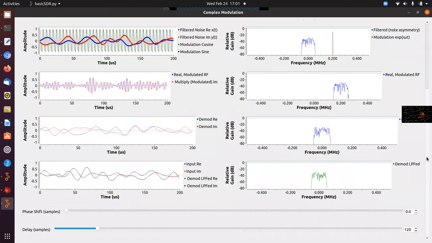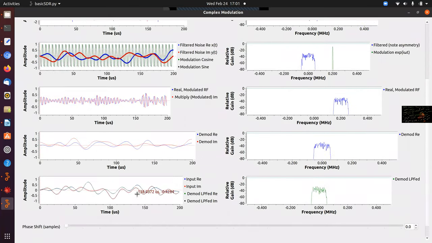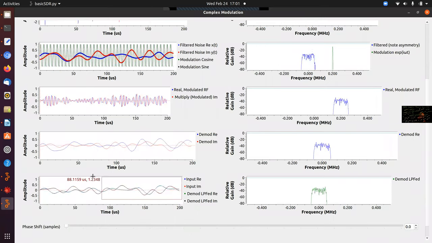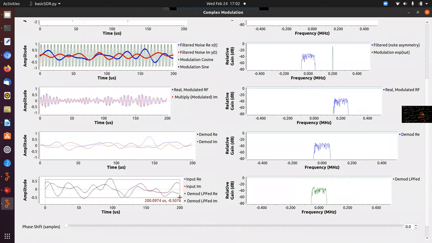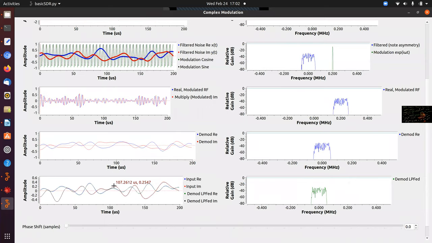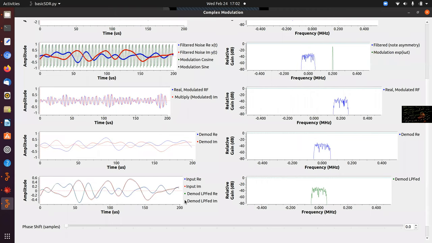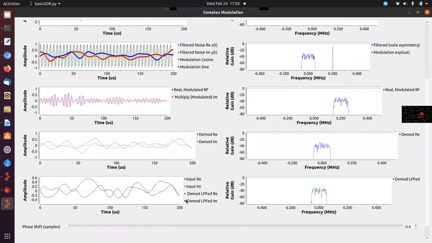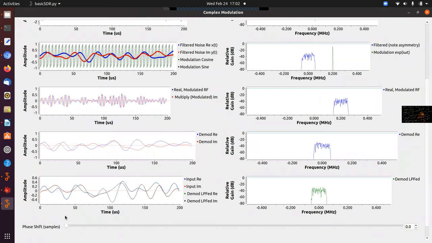And let me scroll to the bottom here. Yeah, so what you see is, let me zoom in on this plot a little bit. You see the original signal in red and blue, real and imaginary parts, and you see the complex signal in green and black, and they're pretty similar. They pretty much overlap. This process really does recover the original signal.